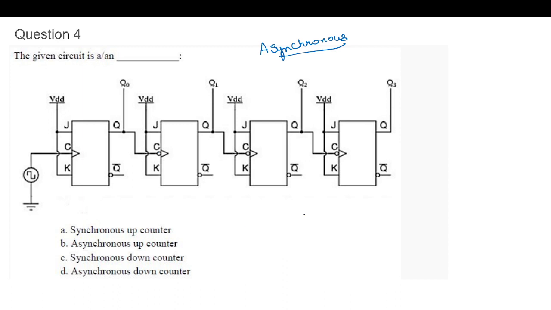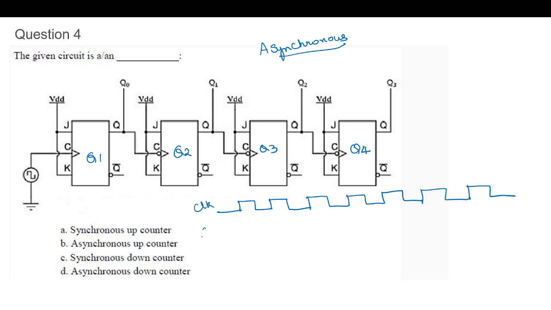The next question is whether it is an up counter or a down counter. We have already plotted this waveform. I will plot it again. Let's plot the values of all the three flip-flops: Q1, Q2, Q3, and the clock. So it is negative edge triggered.